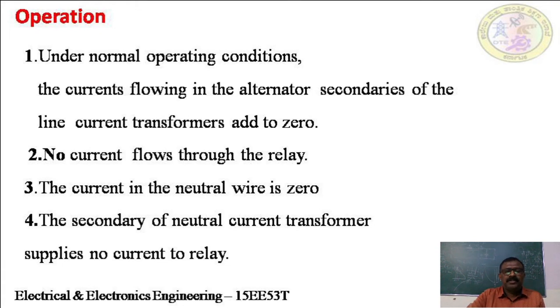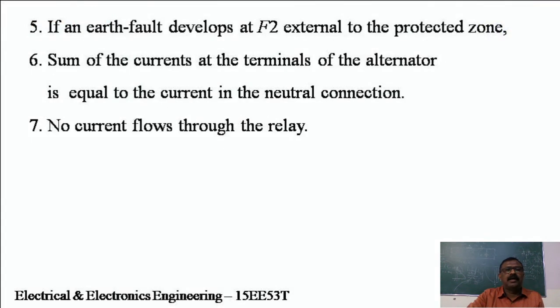So we will see the operation of balanced earth fault protection. Under normal operating conditions, the current flowing in the alternator secondaries of the two lines of current transformer becomes 0. Therefore, no current flows through the relay operating coil. The current in the neutral wire is 0. The secondaries of the neutral current transformer supply no current to the relay operating coil.